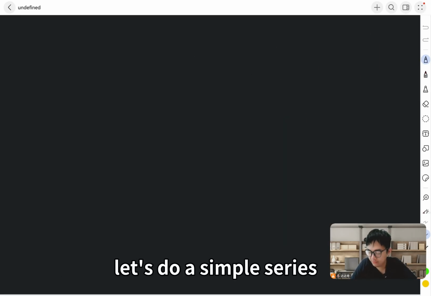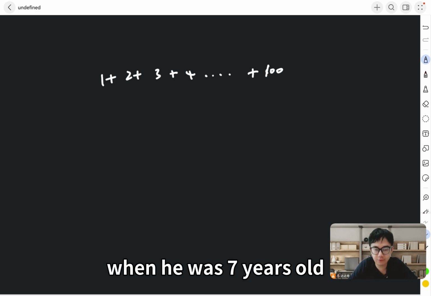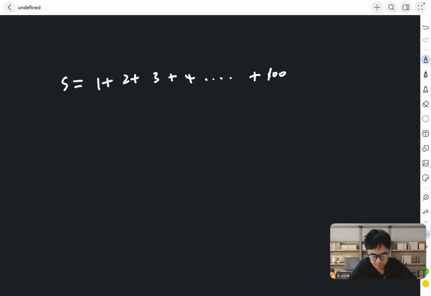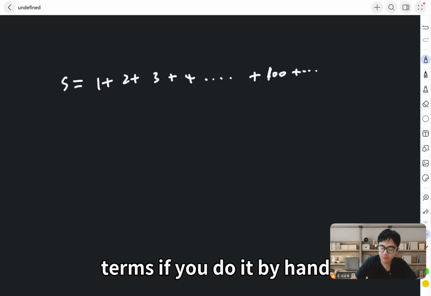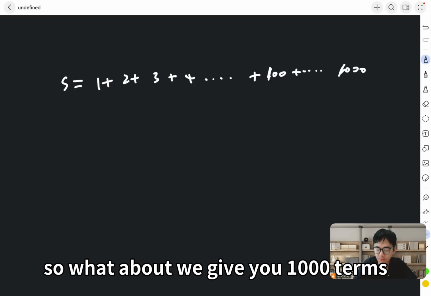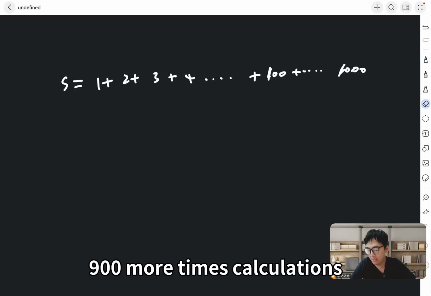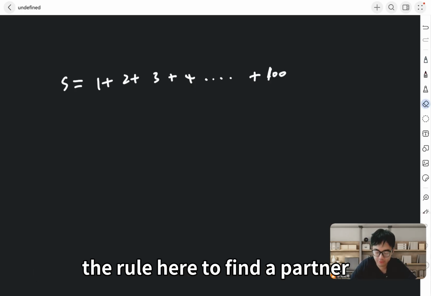Let's do a simple series: 1 plus 2 plus 3 plus 4 until 100. And it was also solved by Gauss when he was 7 years old. He was a real genius. So how to do this arithmetic sequence? Well, we can't count it one by one because we have 100 terms. If you do it by hand, what if we give you 1,000 terms? It's almost impossible to do 900 more calculations. You have to use your observation to find the rule, to find the pattern.